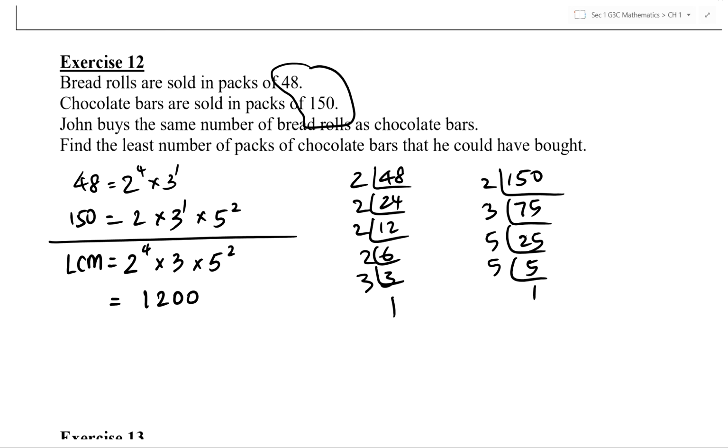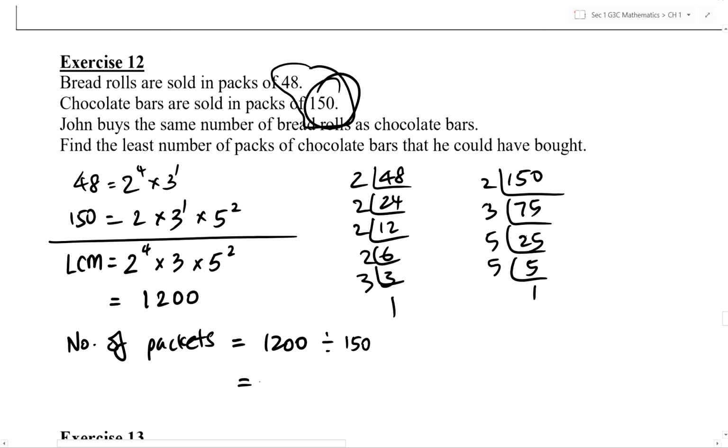Okay? So, they want the number of packets. They want a number. So we need to find the number of packets. Divide by 2? No. Chocolate bars. Divide by 150. Okay, he bought 1,200 chocolate bars, of which one packet has 150. So this leaves us with an answer of 8.